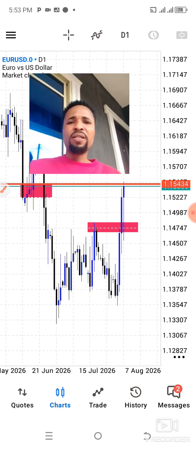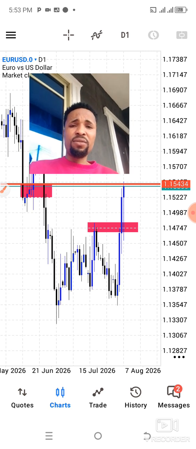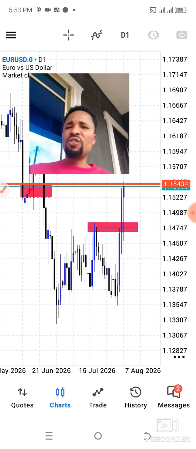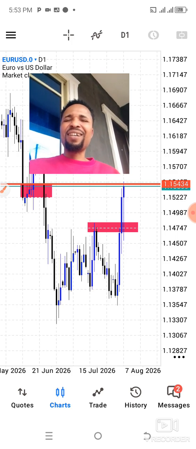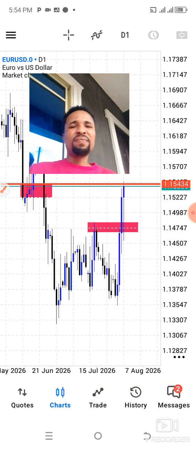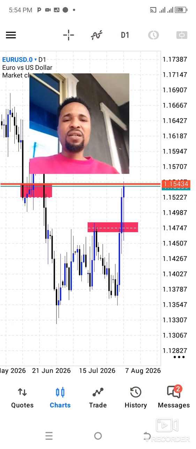You can also make use of this analysis. You can sell on Tuesday. Go to a smaller time frame. There are things you need to look at in the daily time frame and the H4 time frame. Then I don't need to tell you that. You can take advantage of this trade and make more money.